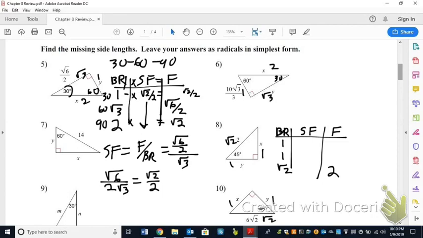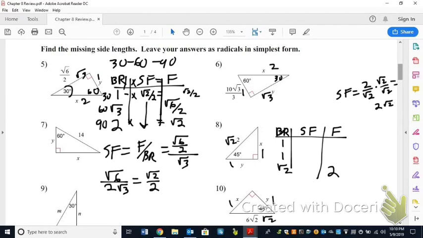I am going around and I'm labeling each of the sides either 1, 1, radical 2 or 1, radical 3, 2, depending on where they are in the right triangle. So scale factor is going to equal 2 over the square root of 2. Now the thing here is I need to rationalize my denominator. So I multiply it by the square root of 2 over 2.